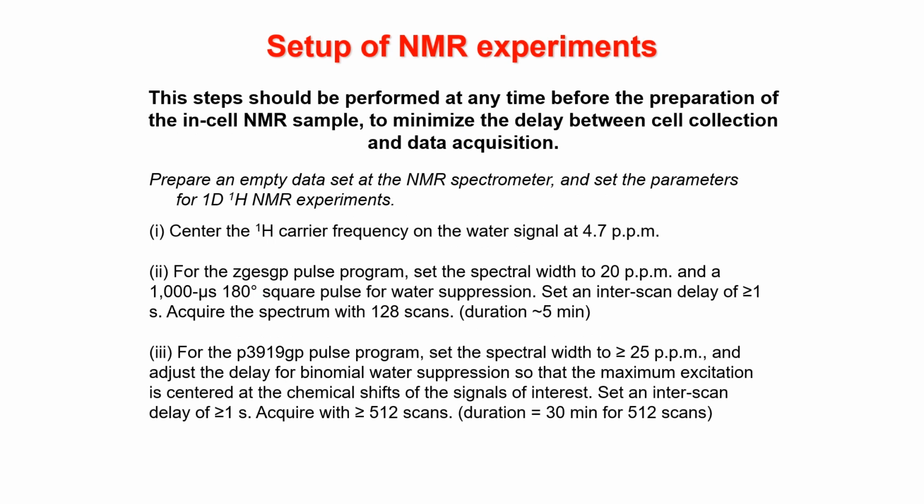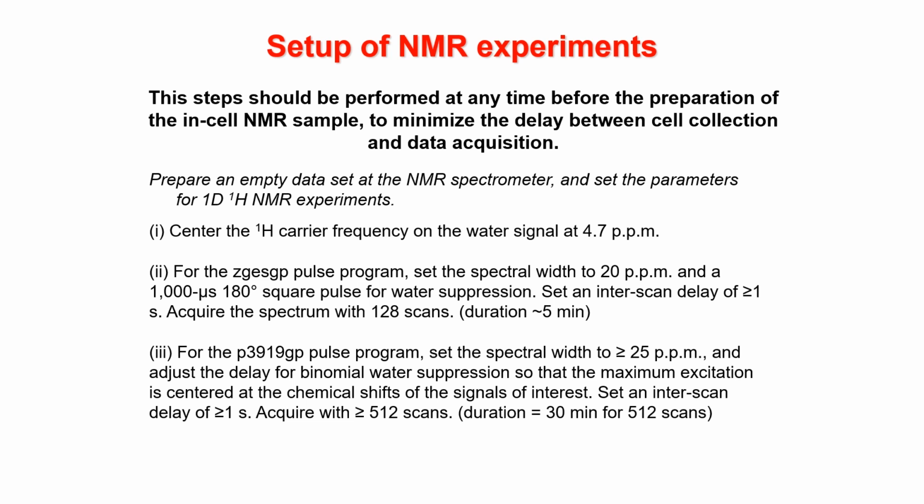So this is how we do the setup for a few pulse programs that we use routinely to analyze cell samples. Now bear in mind that the initial setup of these NMR experiments should be performed any time before you prepare the actual in-cell NMR sample. That is because if you have cells ready in the tube and only then begin to prepare these NMR experiments, it will take some time, and that will decrease the viability of your cell sample. So you want to be quick when you have your cells ready for acquisition. I would suggest preparing this data set before you actually prepare the in-cell NMR sample.